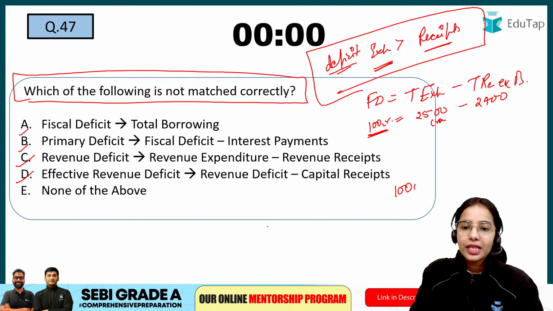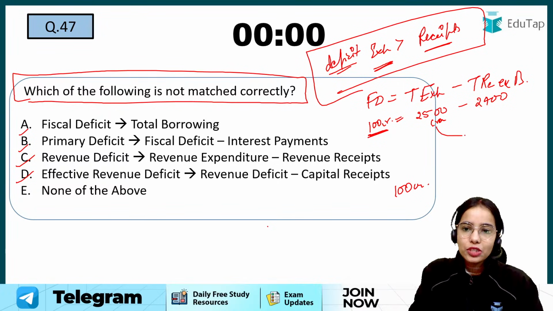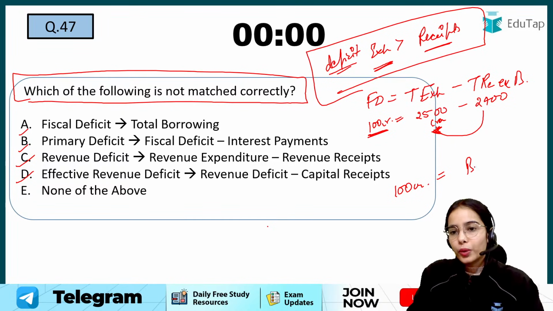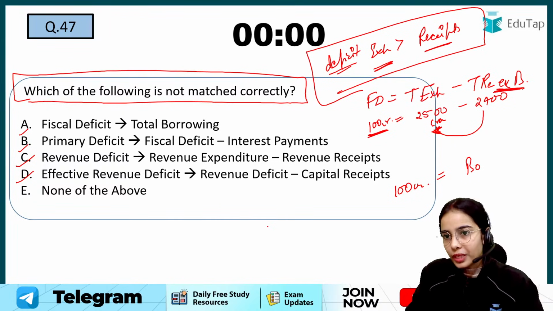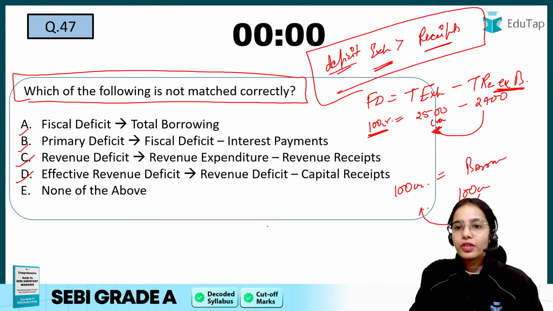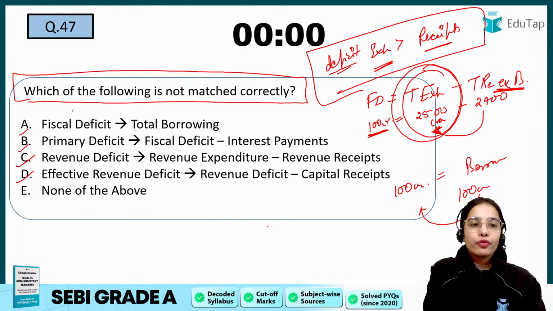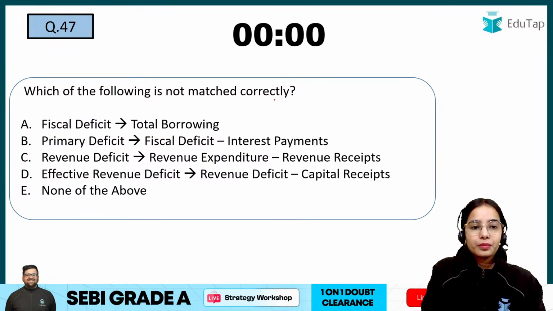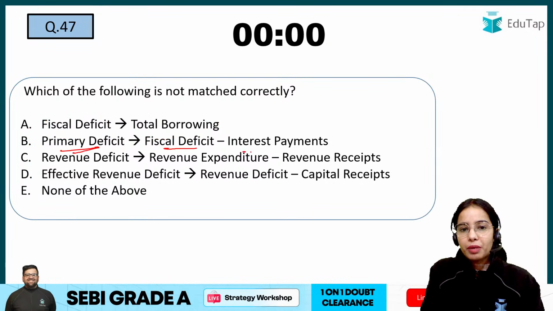Now this extra expenditure that the government is doing will be covered by how? It will be covered by the borrowings, because we excluded the borrowings, right? So the government is borrowing 100 crores to cover this extra expenditure. So whatever is the fiscal deficit, that is the total borrowing requirement of the government. This is actually correct. Primary deficit is fiscal deficit minus interest payments.